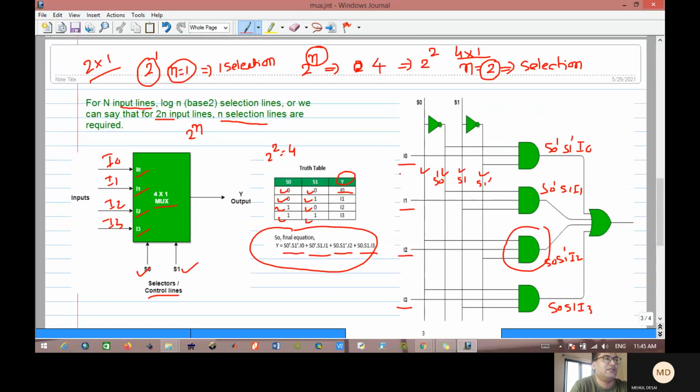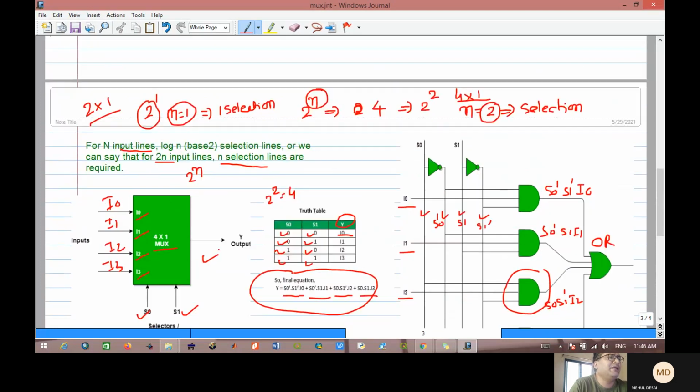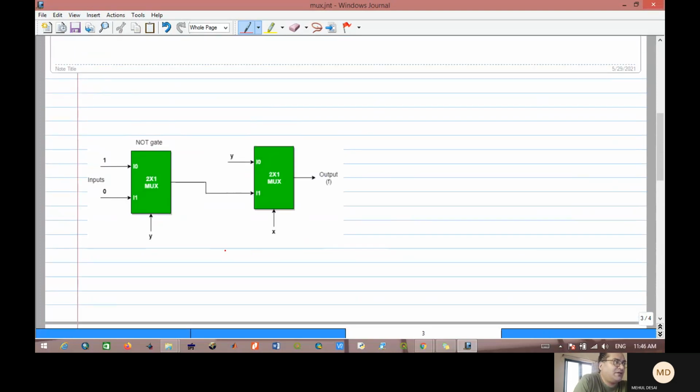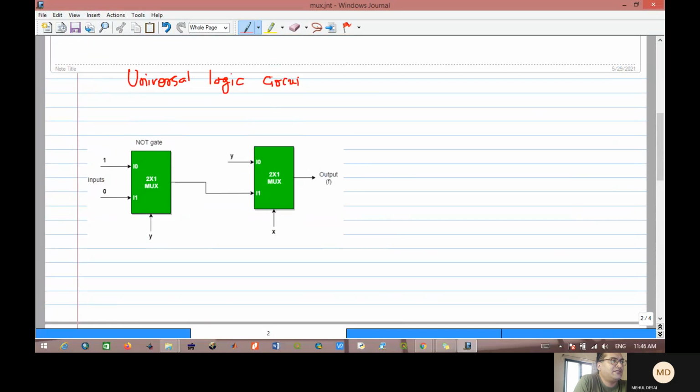Based on that S0 and S1 value, after that all the product terms are added. So the addition we get from this OR circuit. So this is the combinational circuit, meaning the internal combinational circuit of the 4x1 Mux. Now similarly, we can develop with it. This Mux circuit is also called the universal logic circuit. It means that based on that circuit, we can develop any logic circuit.